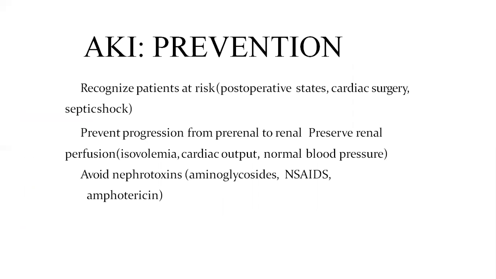How to prevent acute renal failure? We need to recognize patients who are at risk, that is post-operative state, cardiac surgery, and septic shock patients would be at a higher risk. Prevent progression from pre-renal to renal and preserve renal perfusion, that is isovolemia, cardiac output, and normal blood pressure need to be maintained. And we need to avoid nephrotoxins like aminoglycosides and amphotericin.